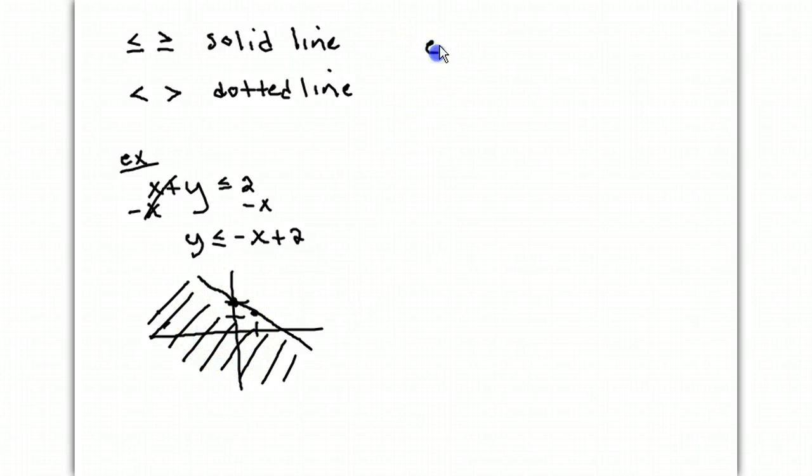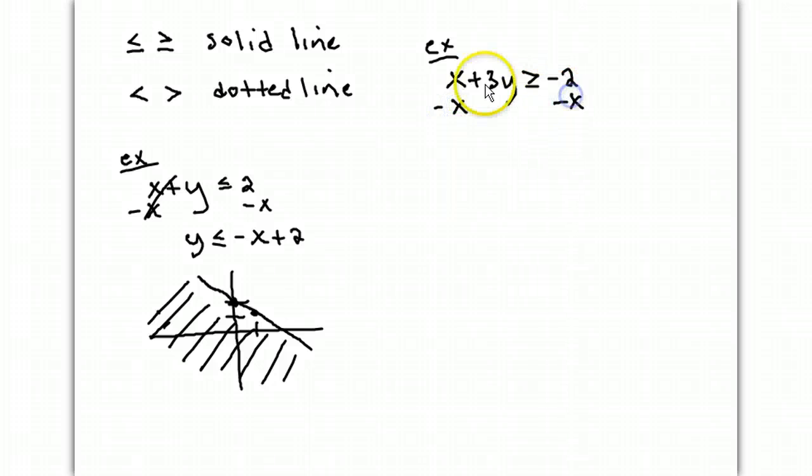Let's say, for example, we have another equation. Let's say we have x plus 3y greater than or equal to negative 2. And we're solving this. So first we subtract x from both sides. And what we have is 3y greater than or equal to negative x minus 2. And then divide everything by 3.